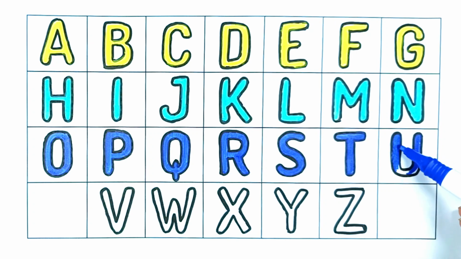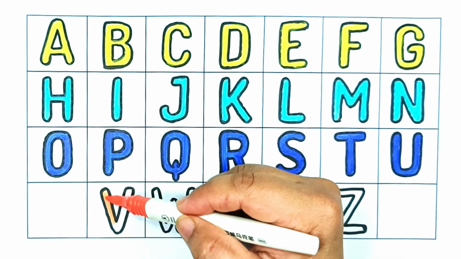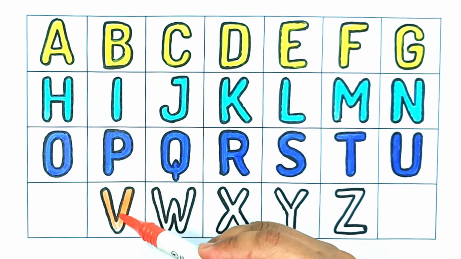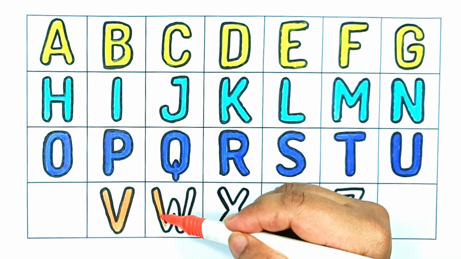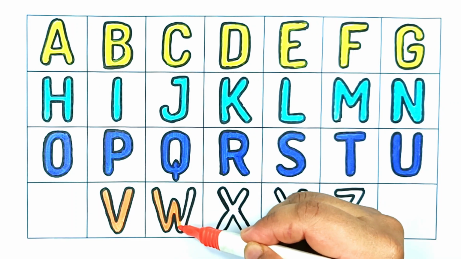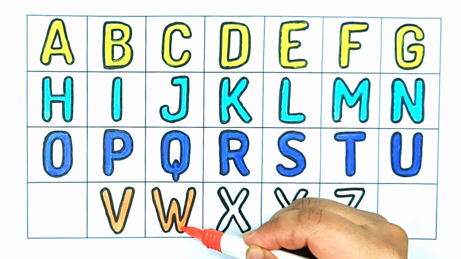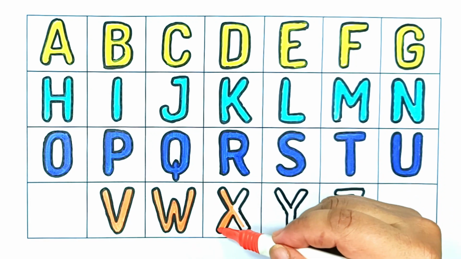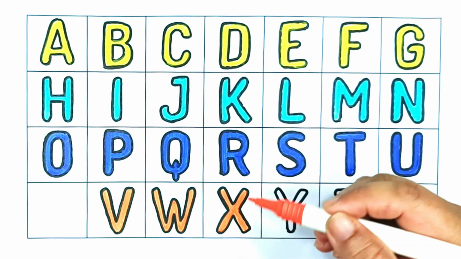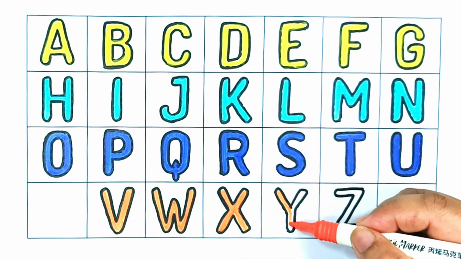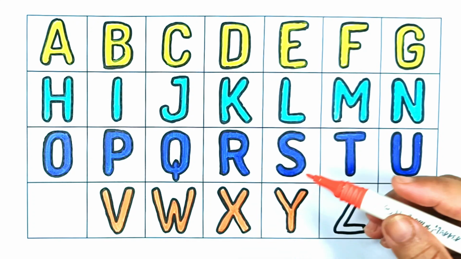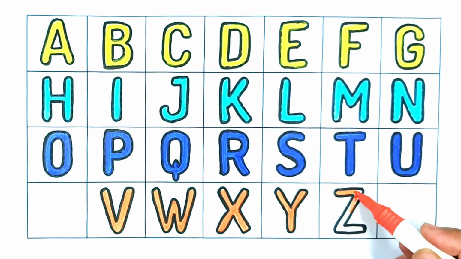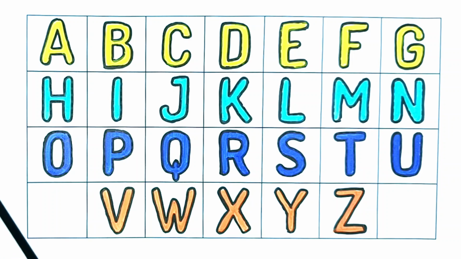U for umbrella. U for umbrella. V for van. V for van. W for watch. W for watch. X for xylophone. X for xylophone. Y for yacht. Y for yacht. Z for zebra. Z for zebra.